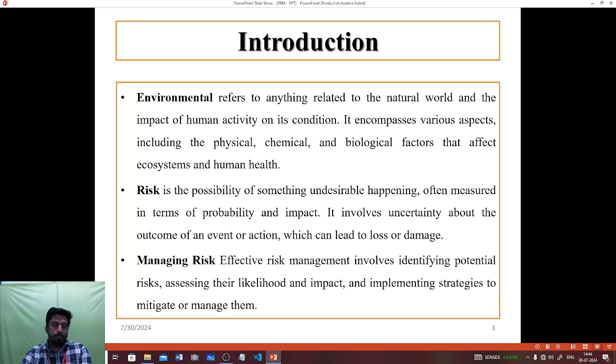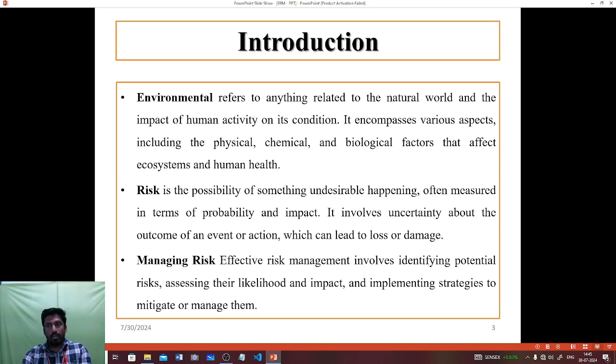And the third one is management, which is identifying the potential risk, assessing its likelihood and impact, and implementing strategies to mitigate or manage it. So first of all, we manage, control or take remedial actions to reduce the risk by assessing its likelihood and impact and implementing strategies to mitigate or manage it. That is one way to manage our risk.